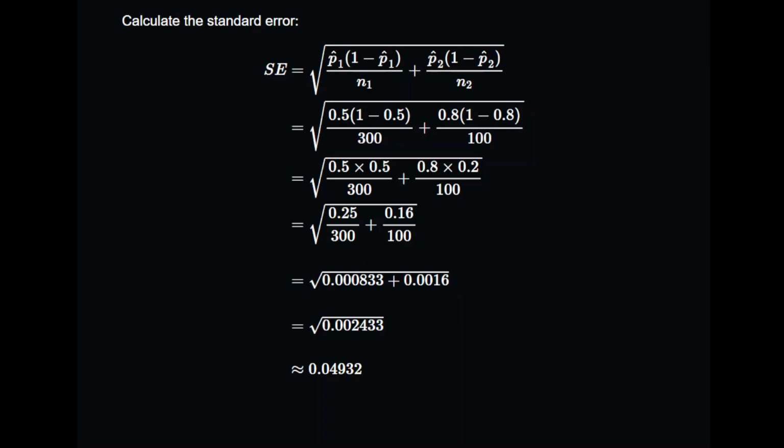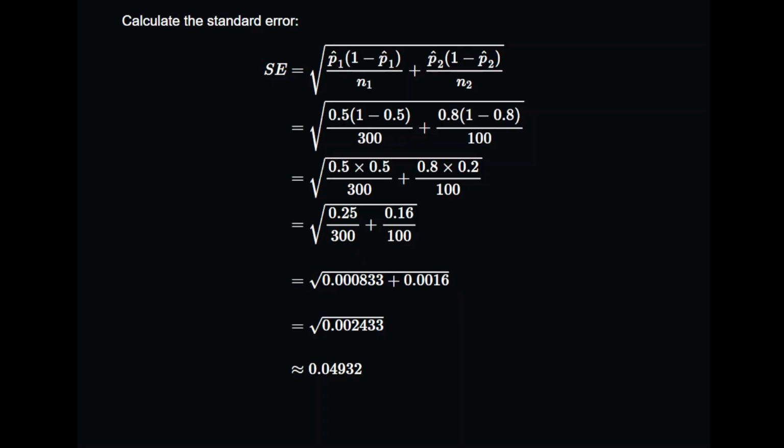Okay, so we get 0.5 times 0.5 divided by 300 plus 0.8 times 0.2 divided by 100. So essentially we end up with the square root, and not forgetting the square root, of 0.25 divided by 300 plus 0.16 divided by 100. Now the numbers here can get very tricky to work with. We can end up with quite a lot of decimal places there.